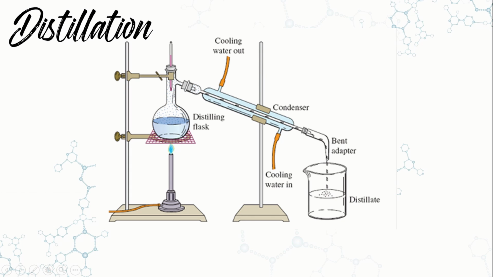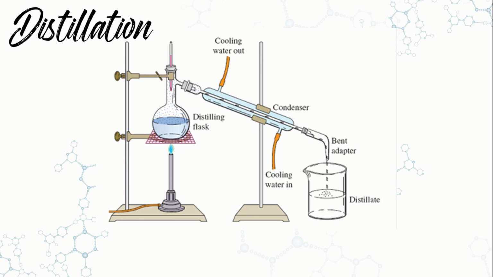So we'll go back to our discussion on phase change. When you heat up a liquid, it will vaporize or it will proceed into its gaseous state. Now, once that vapor passes through a cooled tube or a condenser, that vapor condenses back into its liquid state. The simple one-stage distillation apparatus is shown below.